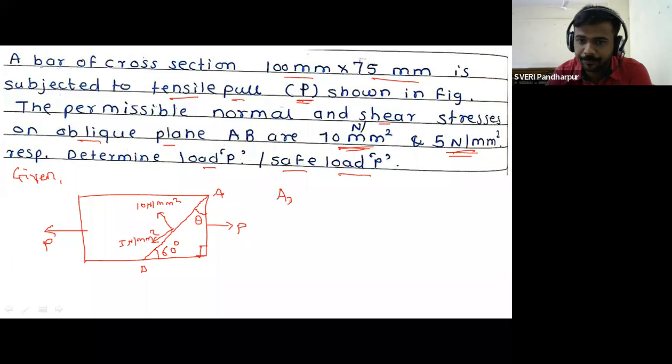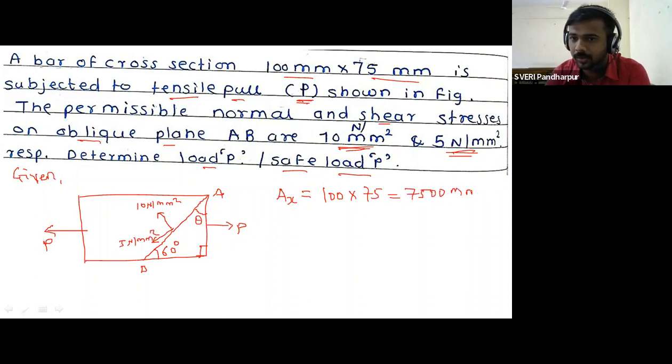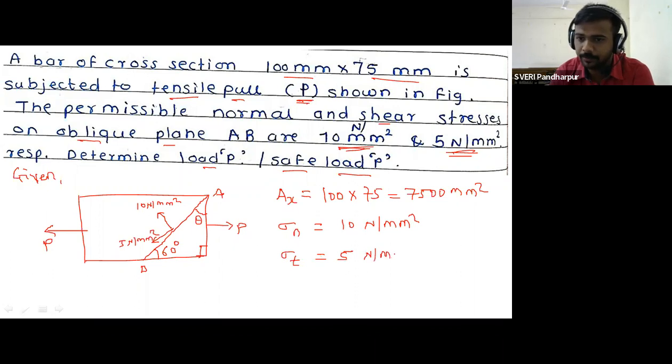So area, we can consider area Ax is equal to 100 into 75. What is this answer? 100 into 75 mm square. Then normal stress on the oblique plane is given, sigma n is equal to 10 Newton per mm square. Tangential, which is also called shear, that is sigma t is equal to 5 Newton per mm square.